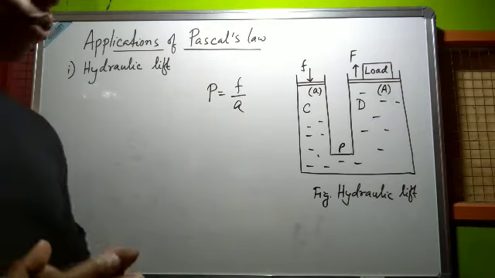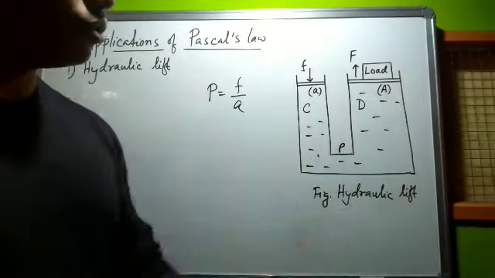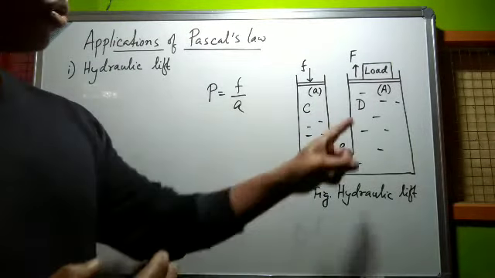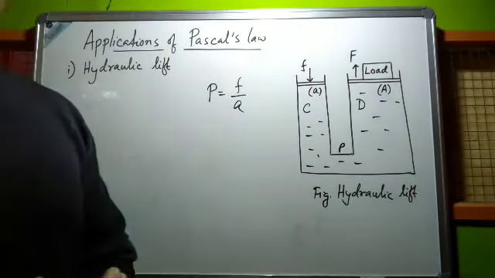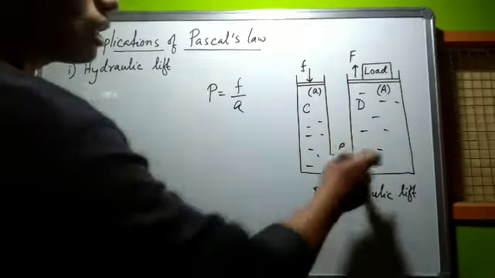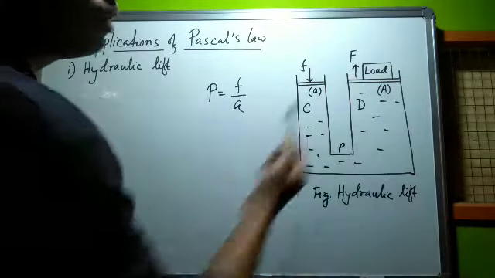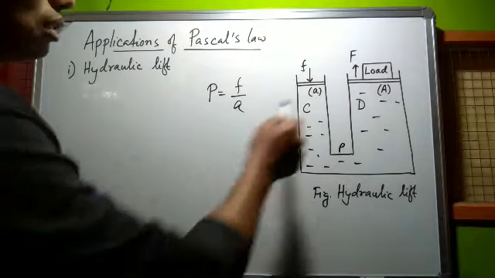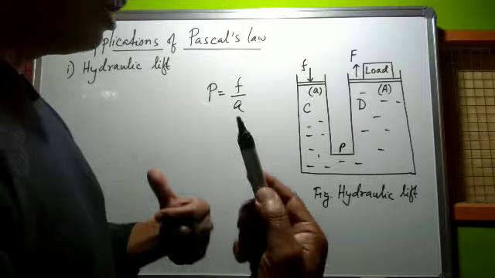Then, according to Pascal's law, the same pressure is transmitted to cylinder D, so that an upward force will be exerted on the piston in cylinder D. Suppose capital F represents the upward force exerted on the larger piston.